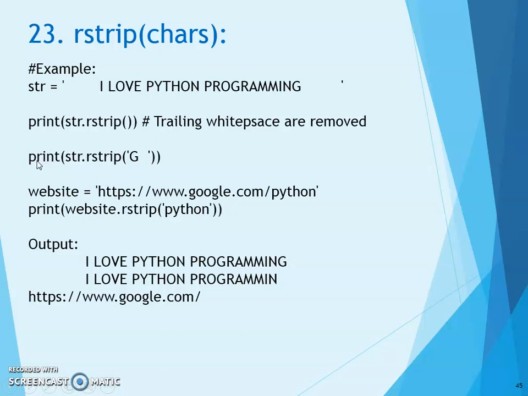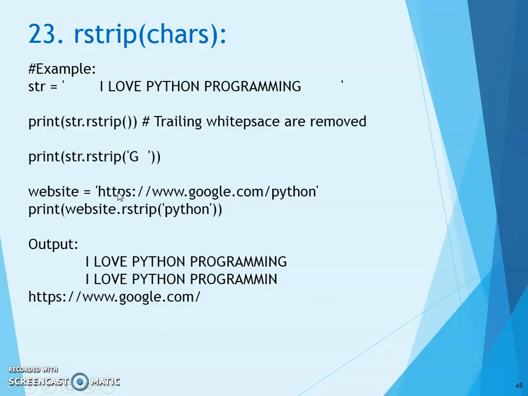Now in the next print statement we are passing a parameter as capital G followed by a space. Meaning we want to remove G and space from the right-hand side. As space is mentioned here, all the spaces on the trailing side will be removed. So on the left-hand side we will get spaces as they are, followed by the string. Only the last character G will be removed and all the trailing spaces will be removed.